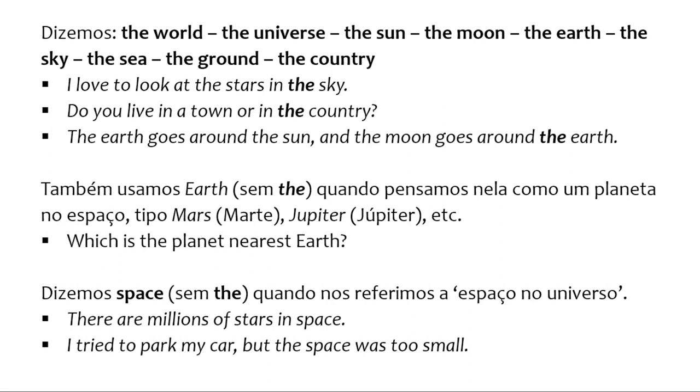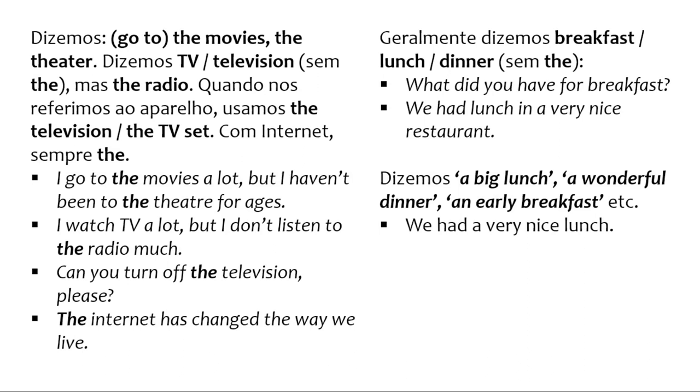Dizemos space, sem the, quando nos referimos a espaço no universo. There are millions of stars in space. Há milhões de estrelas no espaço. I tried to park my car. Eu tentei estacionar meu carro. But the space was too small. Mas o espaço, que não é espaço no universo, é um espaço geral, era pequeno demais.